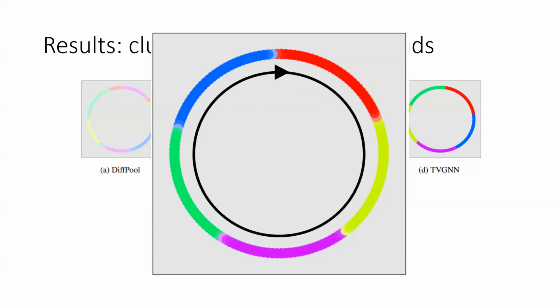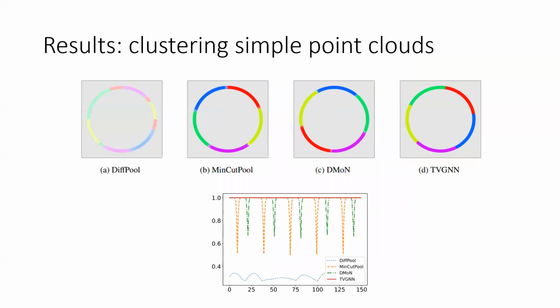To visualize this better, imagine traversing the ring and registering the highest cluster assignment value for each node. We would obtain a diagram like this, where we see that MinCut and DMoN show a reduction in the highest cluster assignment value when they move from one cluster to the other. On the other hand, on the top, the red line shows that TVGNN always has sharp cluster assignments, since the highest cluster assignment is always at 1.